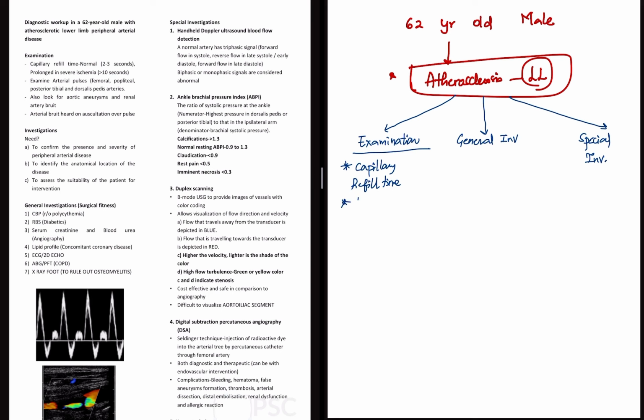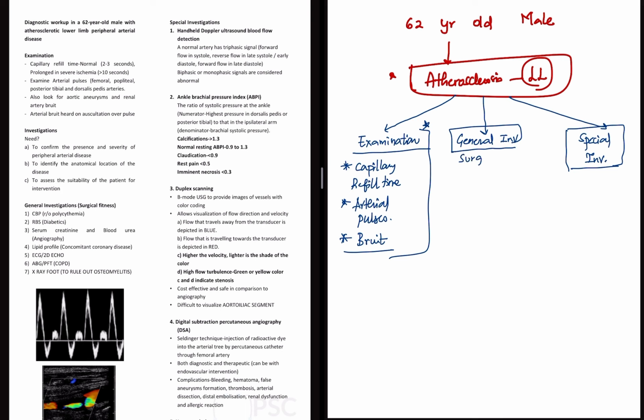We also check for arterial pulses, and we also look for arterial bruit. So these are briefly the examination findings. Even if you do not mention the examination, it's fine, because I could see some of the toppers in their papers writing physical examination points and then getting into investigations. For me, more important for surgery questions, you need to write general investigations which are done for surgical fitness, and also the special investigations.